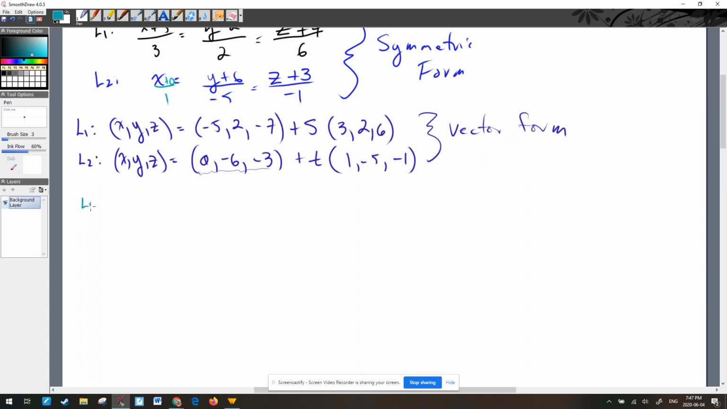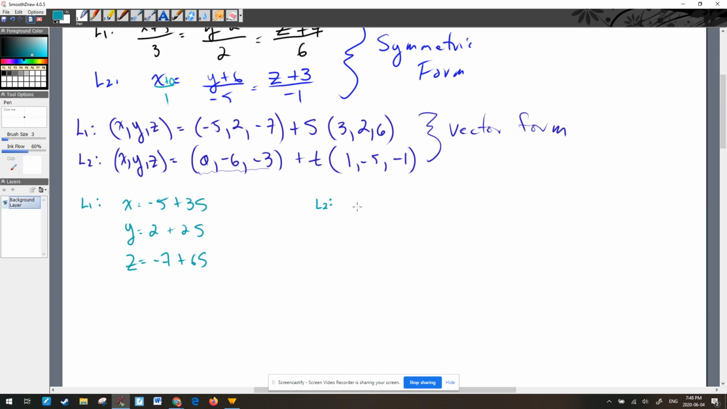So we're going to have L1 is going to be, well, x is equal to -5 plus 3s, and y is equal to 2 plus 2s, and z is equal to -7 plus 6s. Okay, there's a little L1, and let's get line 2 now.